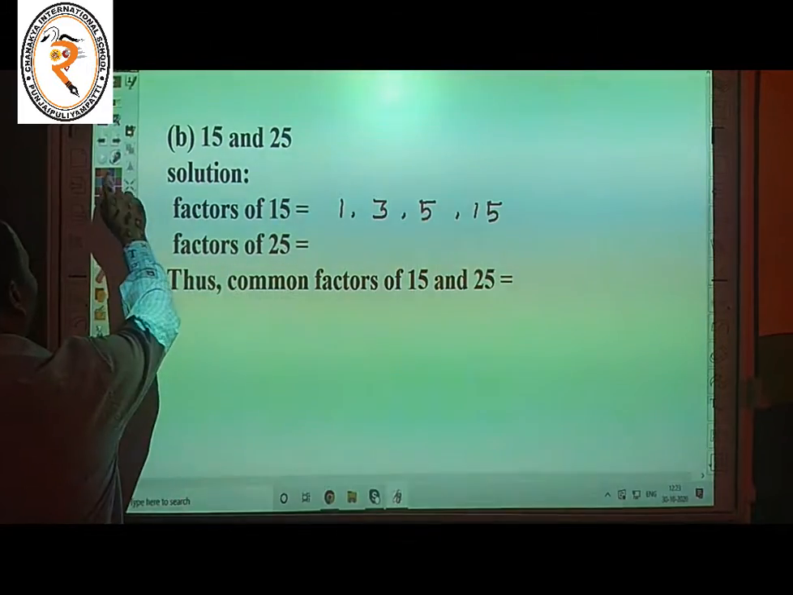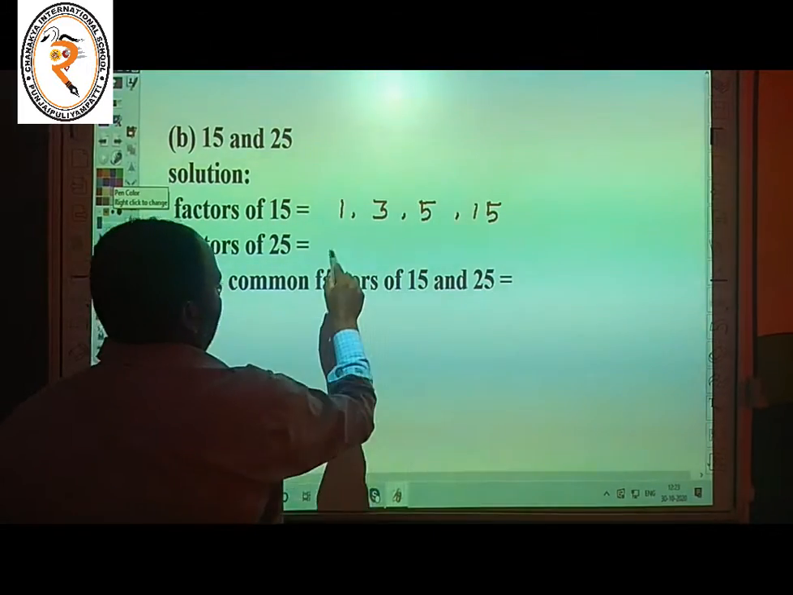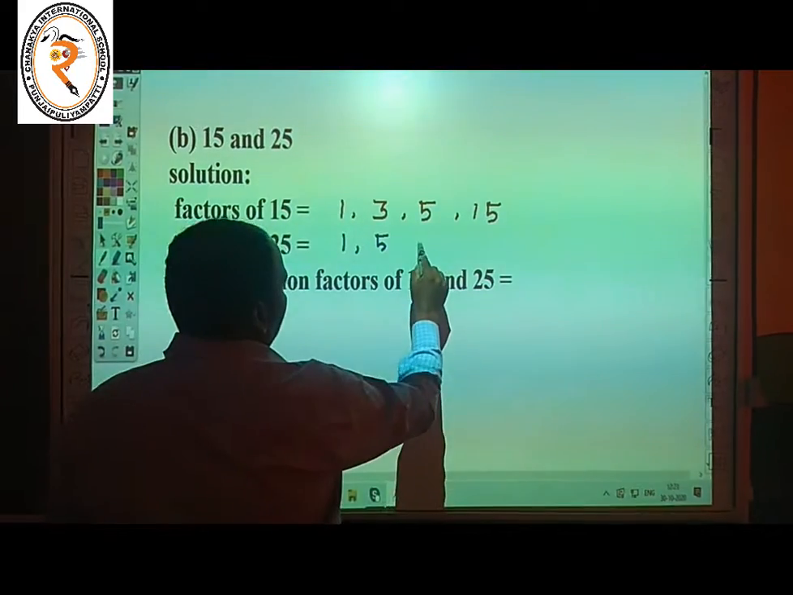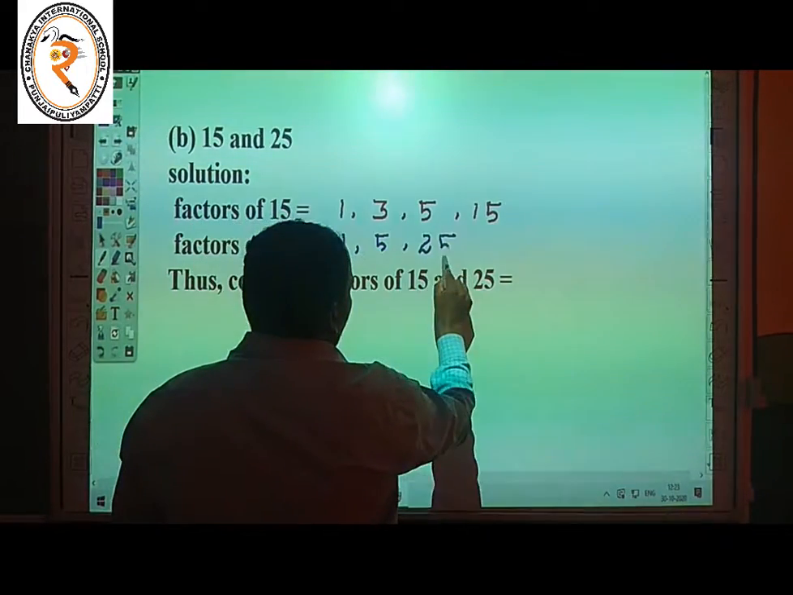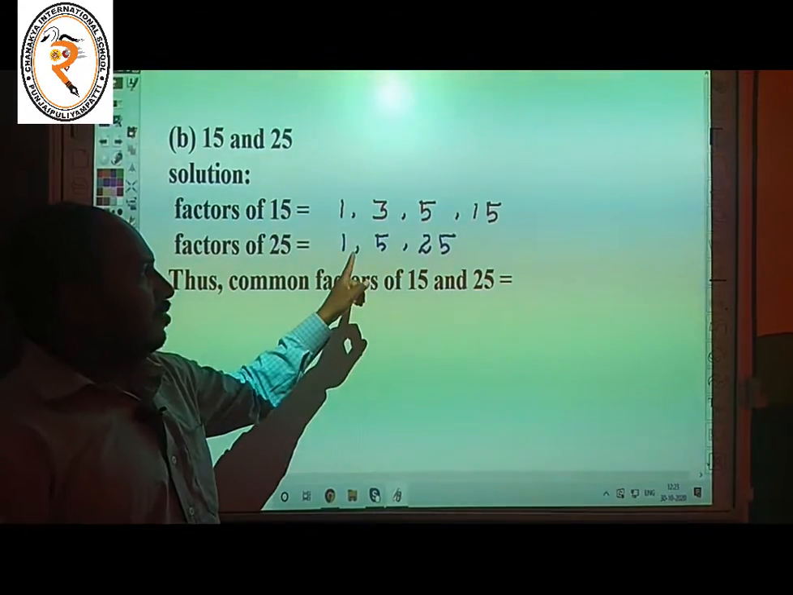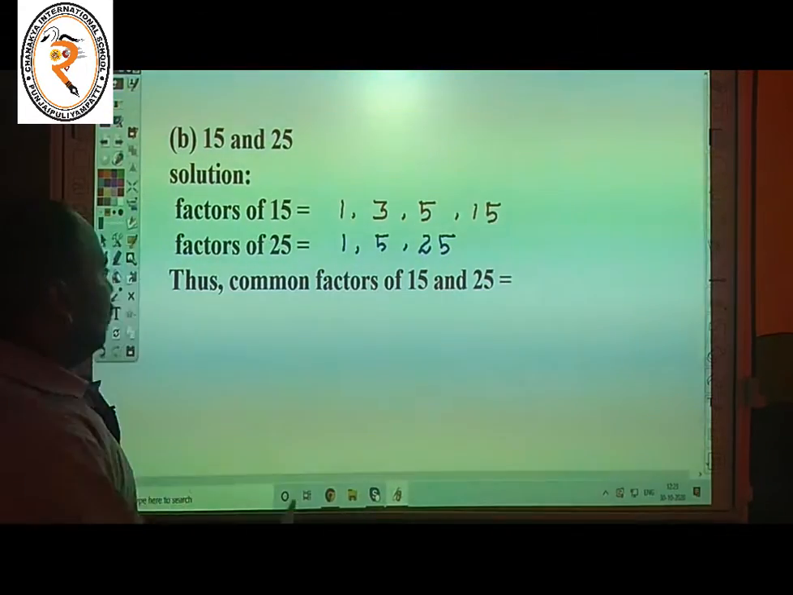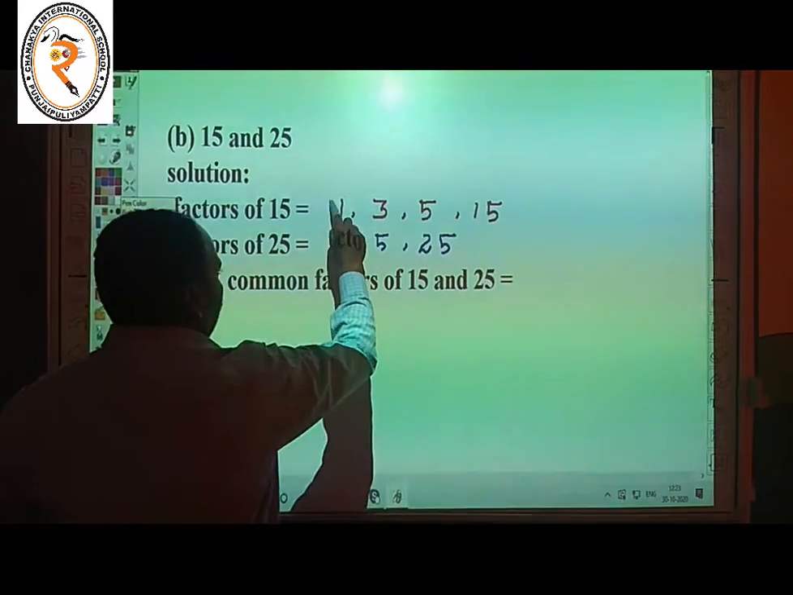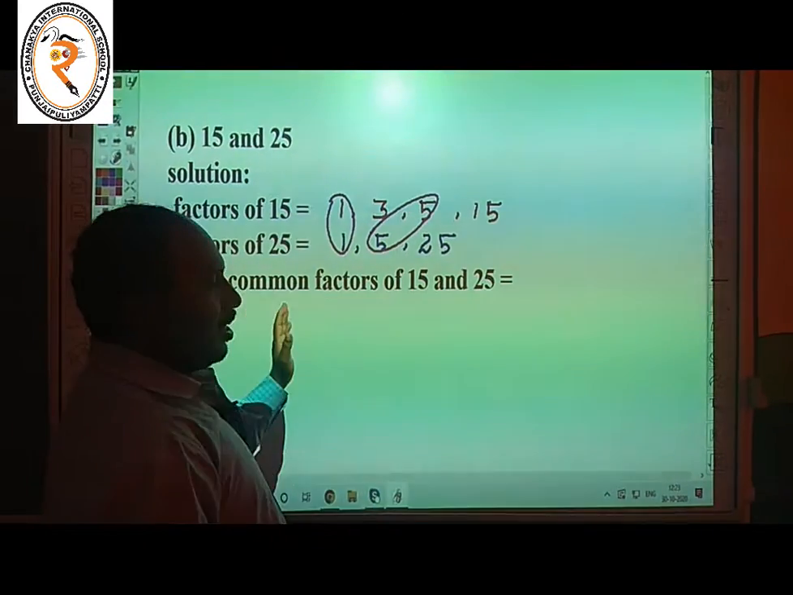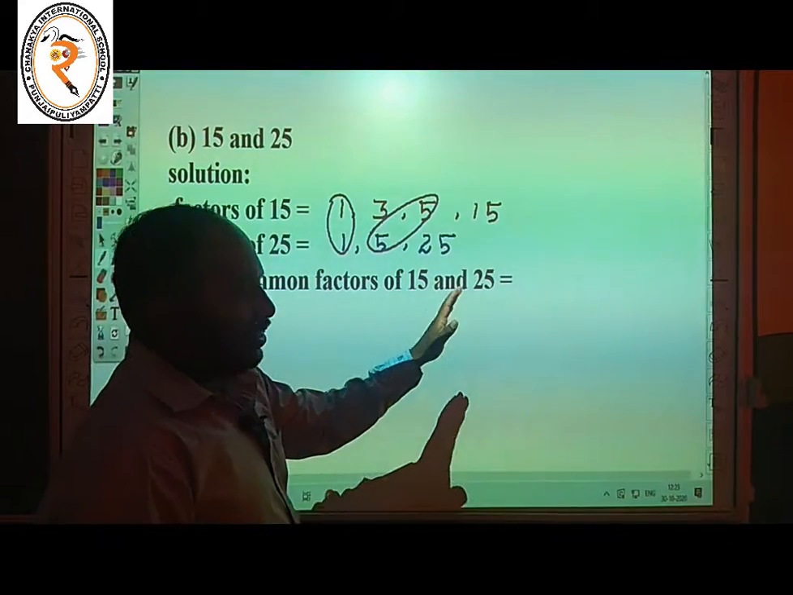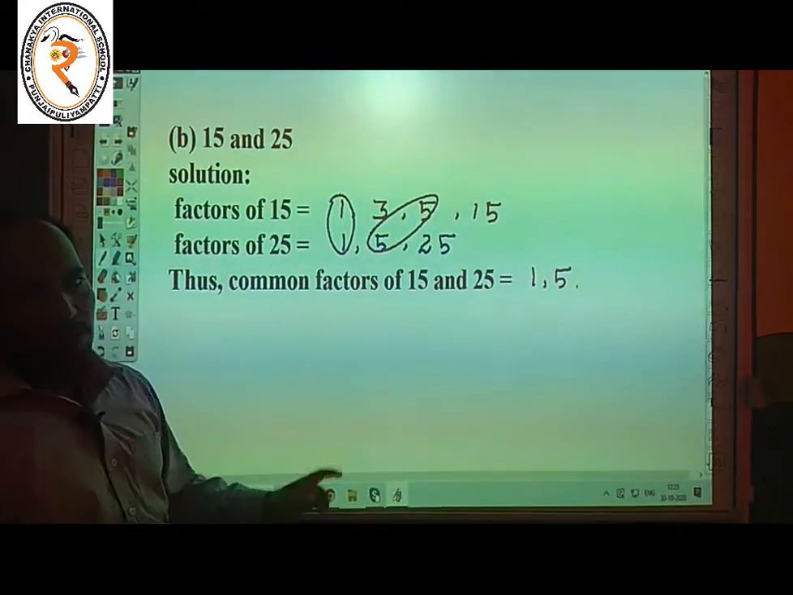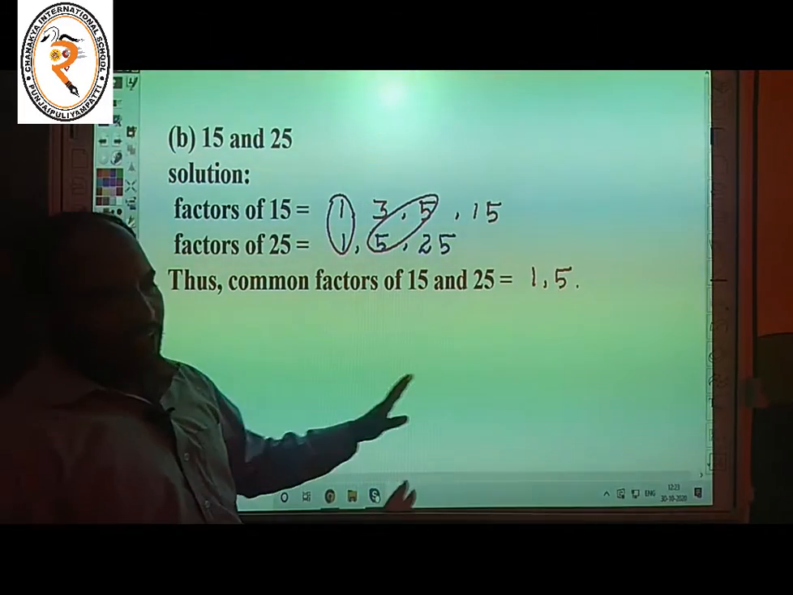The next one, factors of 25. 1, 5 and itself, 25. Listen here. 1, 3, 5, 15 and 1, 5, 25. Here the common factors are 1 and 5. So the common factors of 15 and 25 are 1, 5. 1 and 5 are the common factors of 15 and 25.